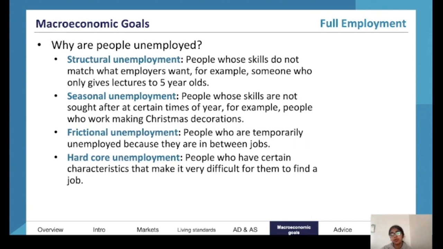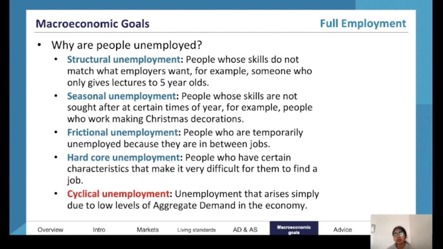Next is hardcore unemployment. So this is for people who have certain characteristics or certain qualities that make it very hard for them to find a job. An example of that is maybe a criminal history. Employers might be less willing to employ people with a criminal history, and they might be more likely to be hardcore unemployed. Another example is, let's say you're an unpleasant person to work with. People might be less willing to work with you just because your personality is not great to work with. So yeah, that's hardcore unemployment.